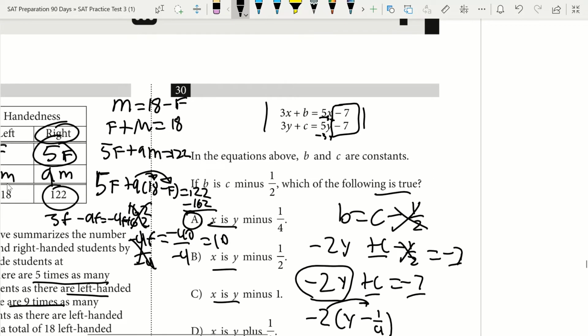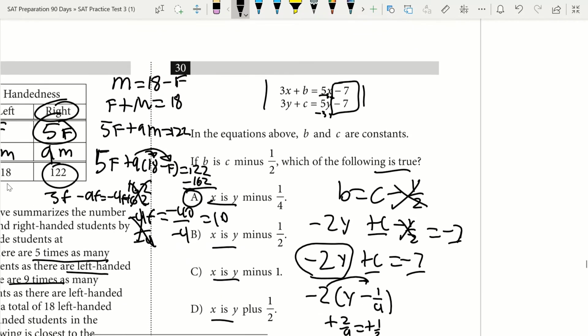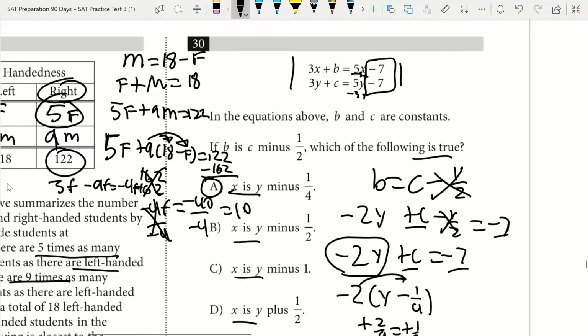Overall, questions 24 through 30 of SAT Practice Test 3, in my opinion, aren't too tough at all. They're, in my opinion, a bit easier than some of the ones that I've seen on Practice Tests 5 through 10.